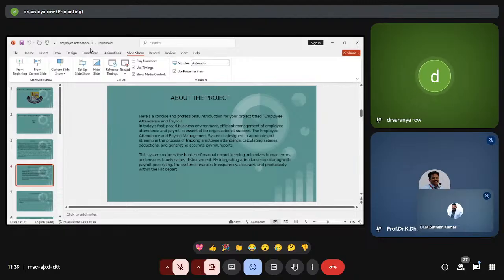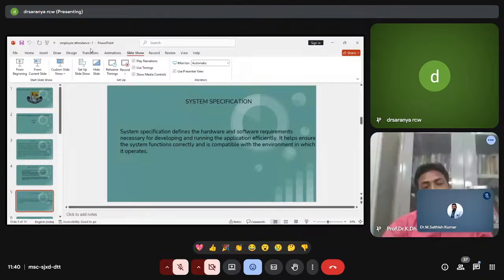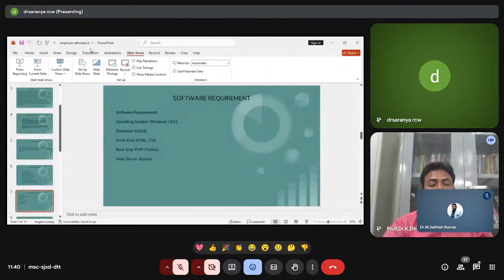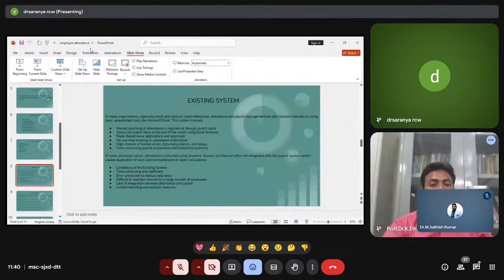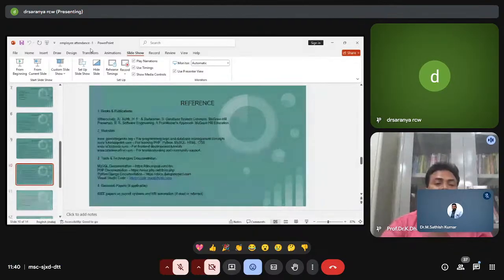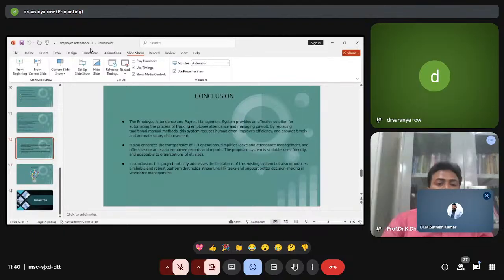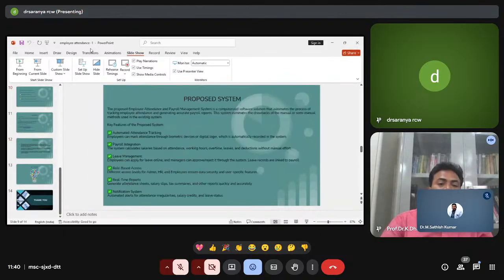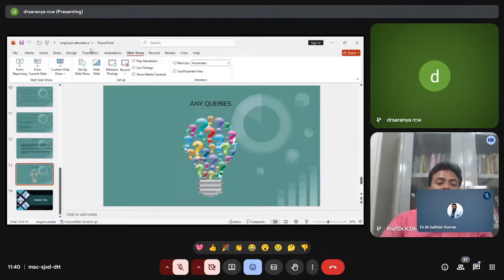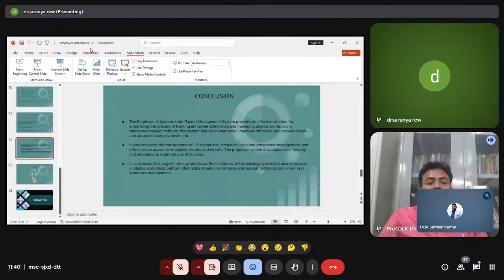About the project, this slide introduces the project in detail. The employee attendance and payroll management system is designed to track employee attendance, calculate salary, and generate payroll reports. Go to the screenshots of the project. Okay, what is the output of the project? Okay, proposed system and conclusion. You can explain only the proposed system and conclusion.